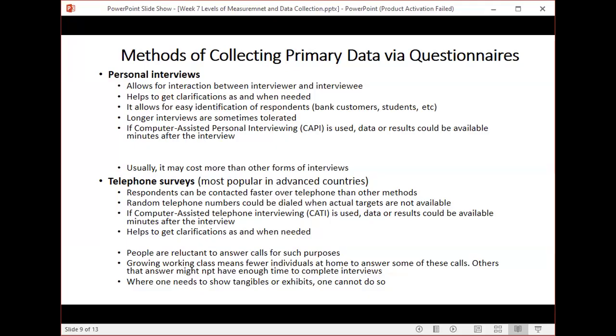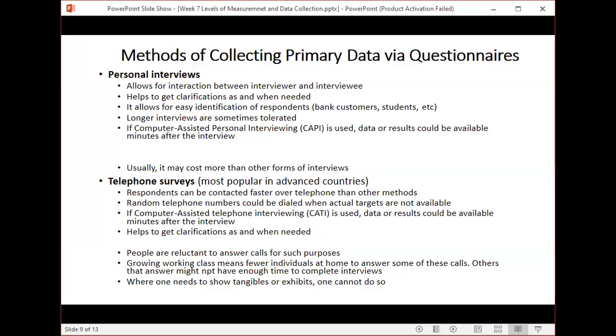Three, it allows for easy identification of respondents. If you are there yourself and someone is not supposed to answer your questionnaire, you are able to tell. It is more personal because you're able to identify this is a student, this is not a student. So I won't allow a person that is not a student to answer the questionnaire. You're able to tell who your respondents are, and that is one advantage you can have with personal interviews.